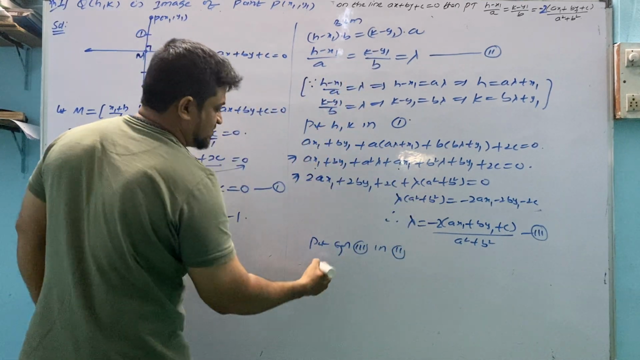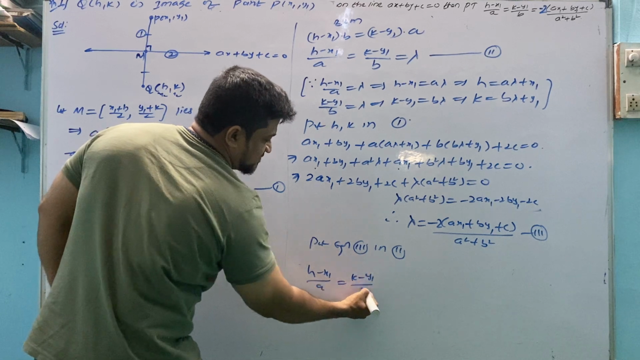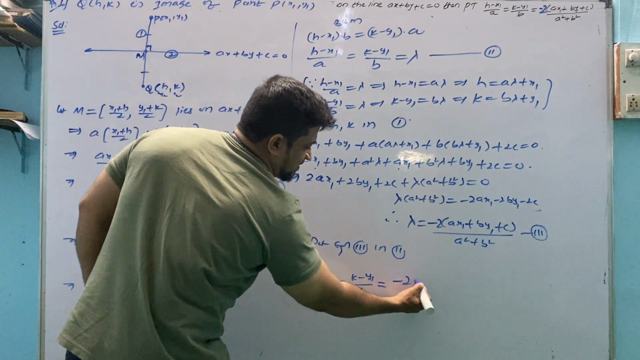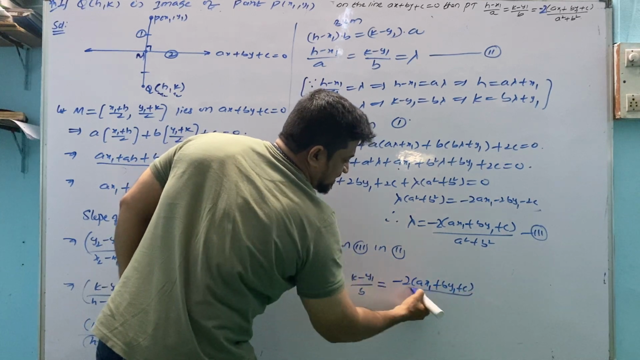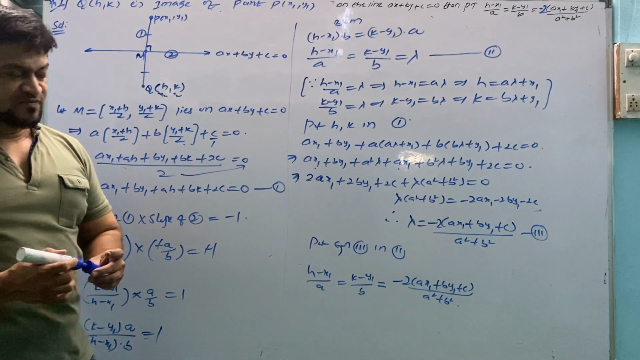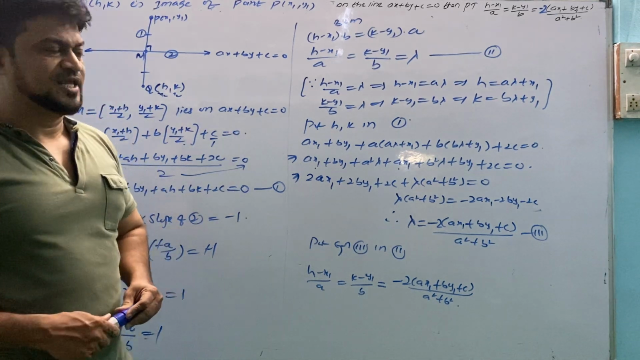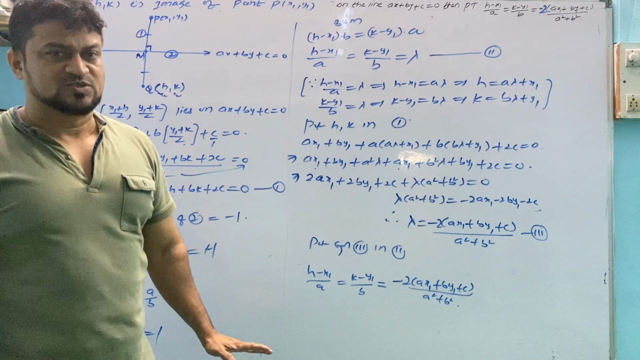Put equation 3 in equation 2. So what is the second equation? H minus x1 by a equals k minus y1 by b equals the lambda value, minus 2 into (ax1 plus by1 plus c) by a square plus b square. Quite a difficult one. No one will get this easily. You have to practice a minimum of 3 times so that you can do this easily.